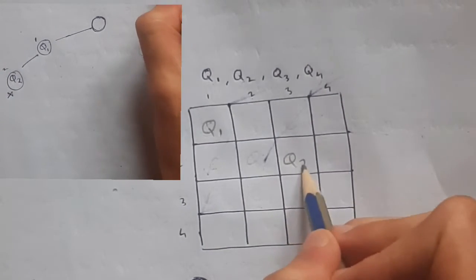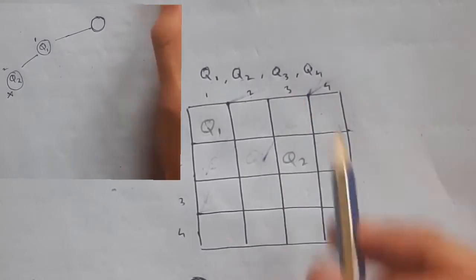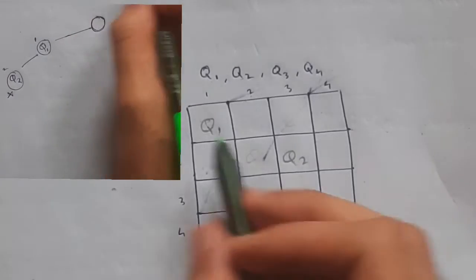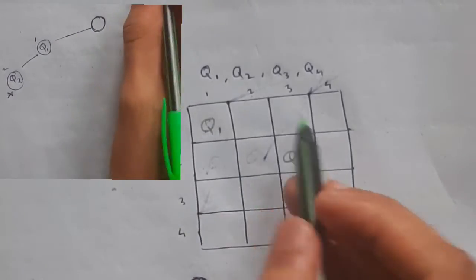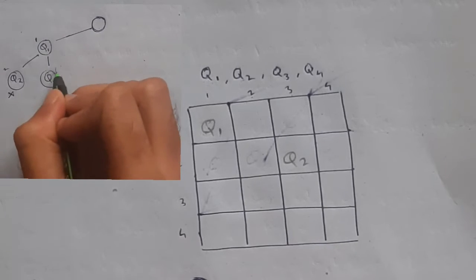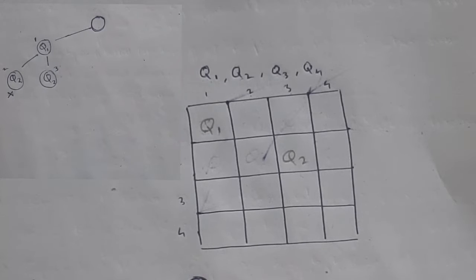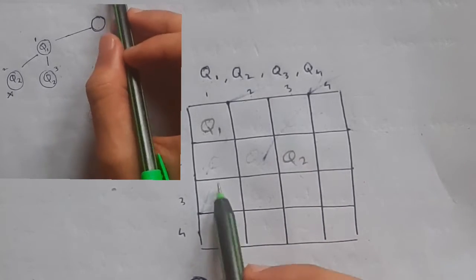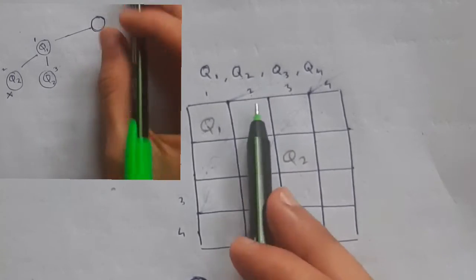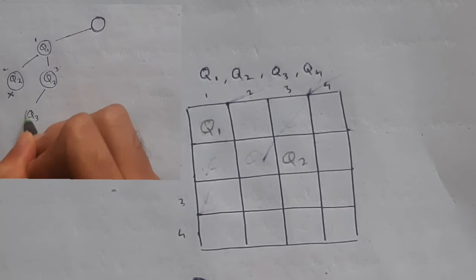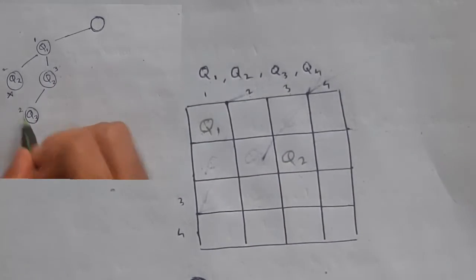If I place q2 here, that is in row 2, then q1 is in column 1 and q2 in column 3. So the next possibility is q2 in column 3. After placing q2, it's a valid position, so we'll move on to q3. Can q3 be placed here? No. Can q3 be placed here? Yes. So I'll place q3 here, at the second column.